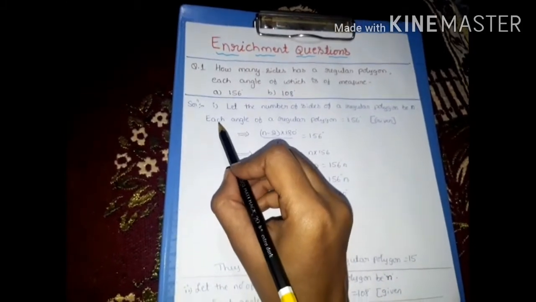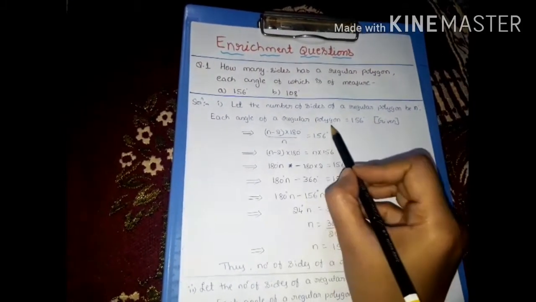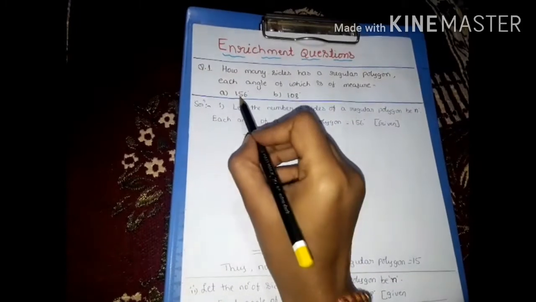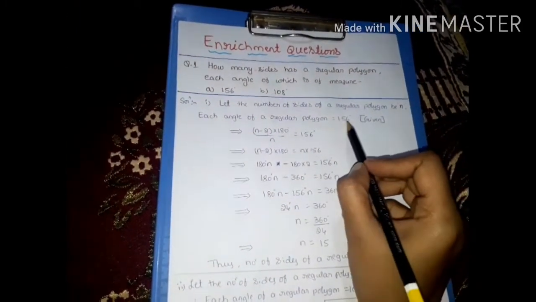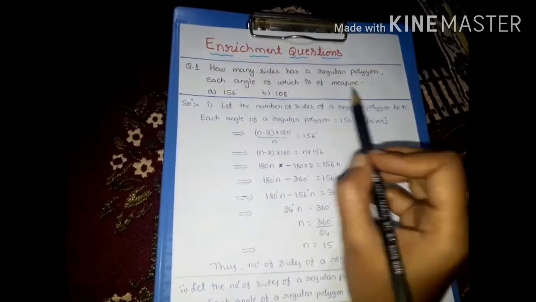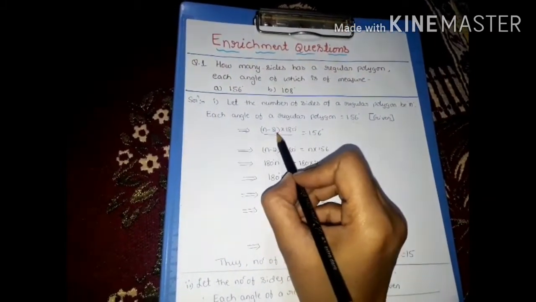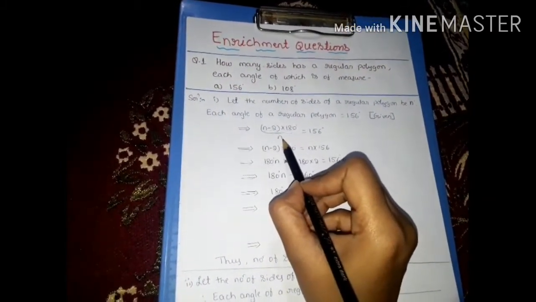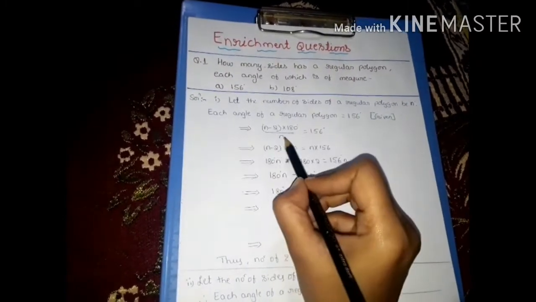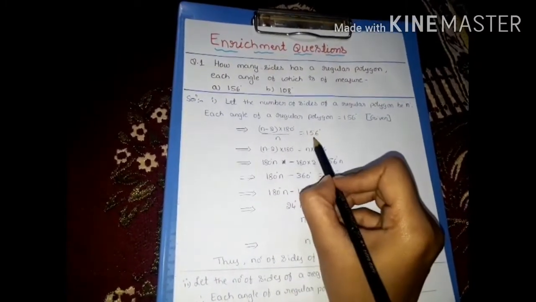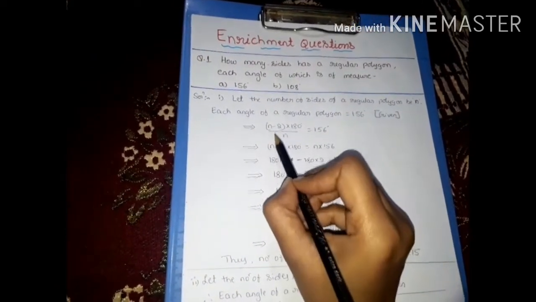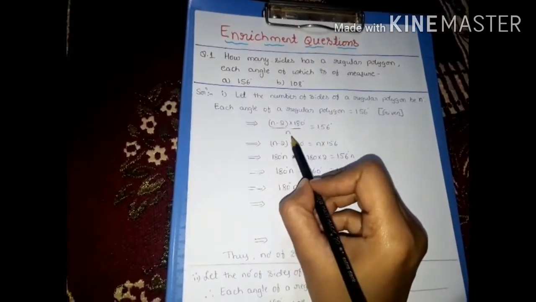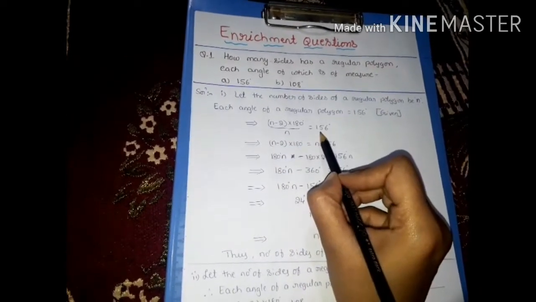In the next step, each angle of a regular polygon is equal to the given, that is 156 degrees. To find this, usually we apply the formula (n minus 2) into 180 divided by n. But here they have given each angle already, you have to find the n value. So, (n minus 2) into 180 by n is equal to 156.